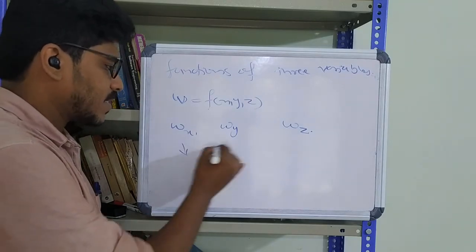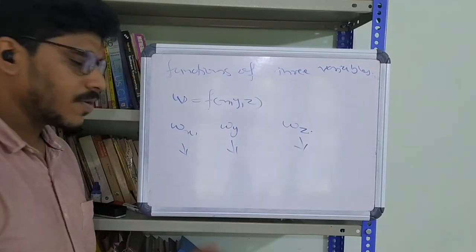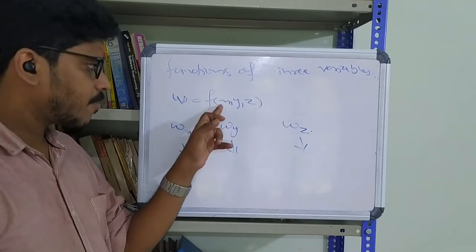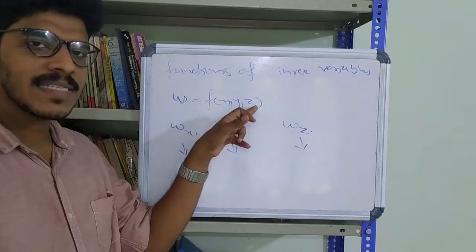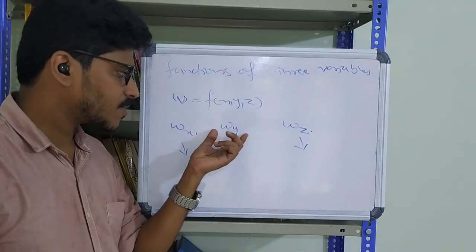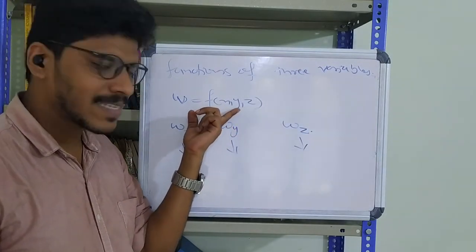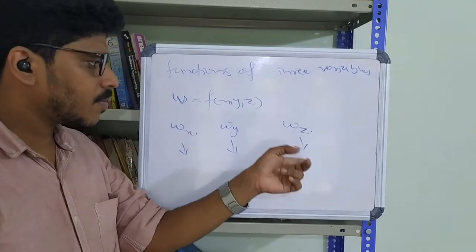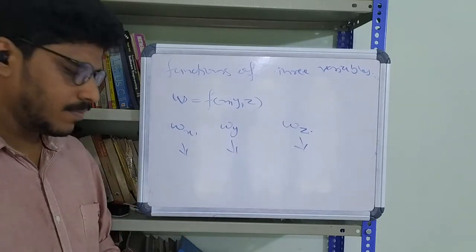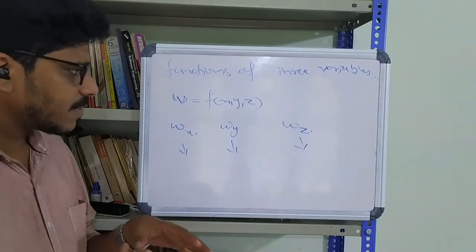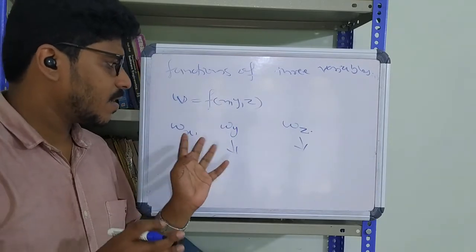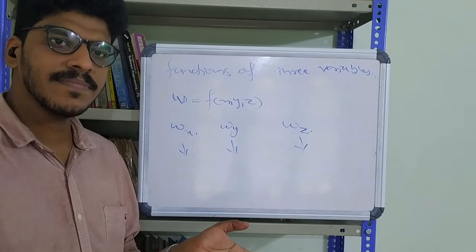How do we define w_x? Using limits. This will be the limit as delta x tends to 0 of f of x plus delta x, y and z remaining the same, minus f of x, y, z, divided by delta x. Similarly, with respect to y, we will have a small increment delta y in the y part, and for w_z, a small increment delta z in the z part. So everything we have seen for the two variable case can easily be extended to the three variable case here.